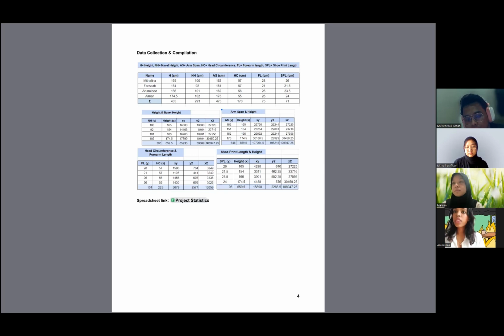Next, we had to tabulate and compile the data according to the question. The first one was height and navel height. The second one was arm span and height. The third one was hip circumference and forearm length. And the last one was shoe print length and height.